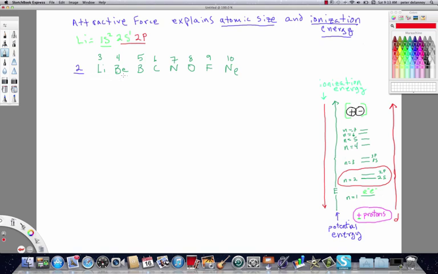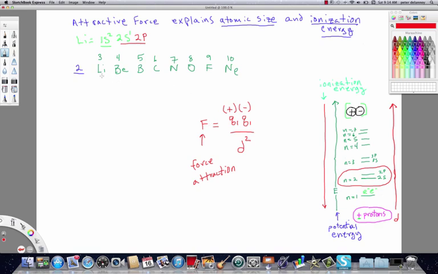Now, as we go across, there are 2 main factors that we have to pay attention to. All right, and Coulomb's law says that the force of attraction is going to be equal to, and this is the simplest form of this law, the product of the 2 charges, the charges coming from the protons and the charge coming from the electrons, divided by the distance squared. This is the force of attraction, all right? How hard those electrons are being pulled towards the nucleus.